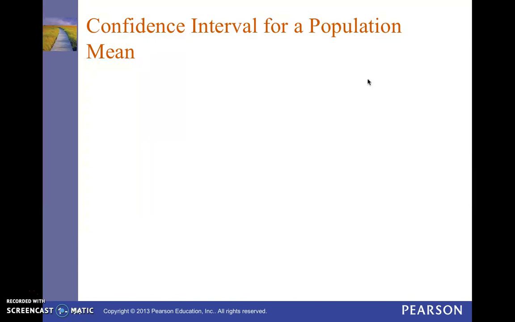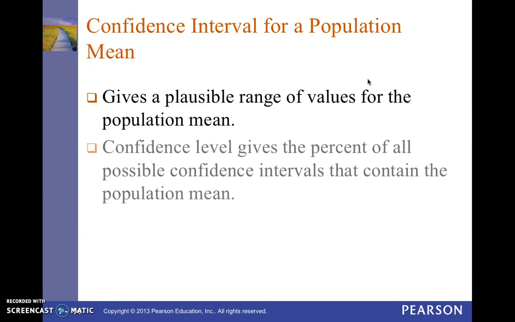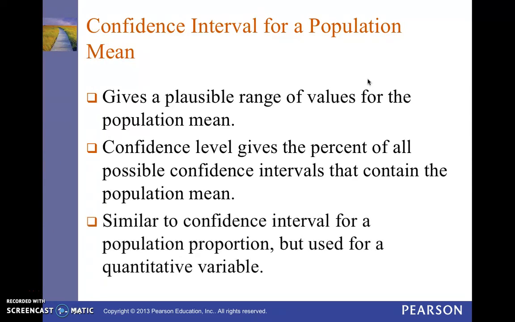One of the other things that's introduced in this chapter, which is a throwback to chapter 7, is the idea of a confidence interval. If you recall, confidence intervals give us plausible ranges for our population mean. They give us a sense of the percent of all the possible confidence intervals that contain that population mean. It's similar to the confidence interval that we did in chapter 7, which was around a population proportion. But here we're focusing not on proportions, but on quantitative variables, as in means.